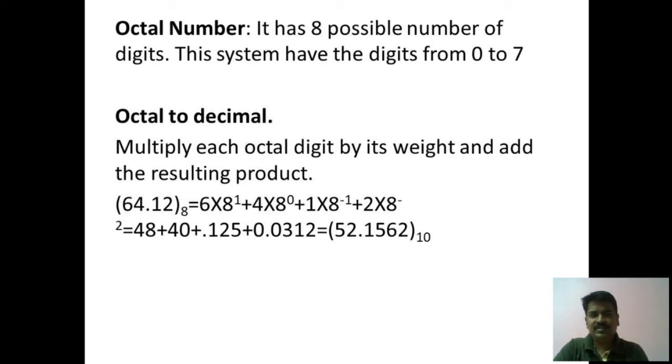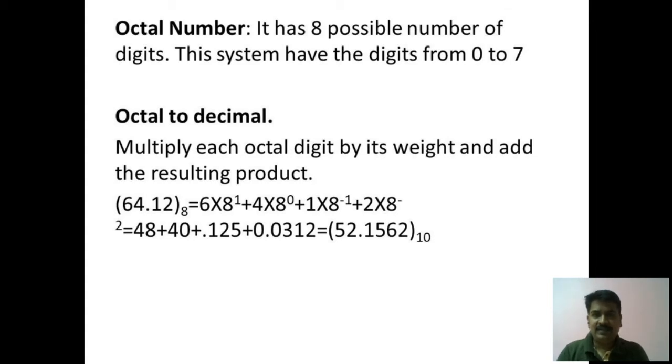Now we will see the conversion of octal number system to decimal number system. It's a very simple thing. If an octal number is given, multiply each octal digit by its weight or place value and add the resulting products. Exactly how we did in the conversion of binary number system to decimal number system. There we multiplied with the place value and we added the resulting products.